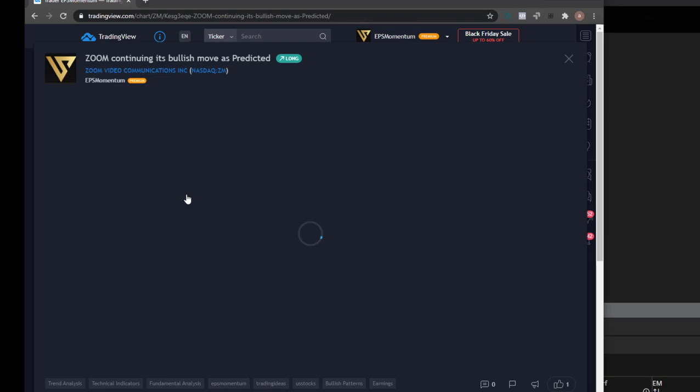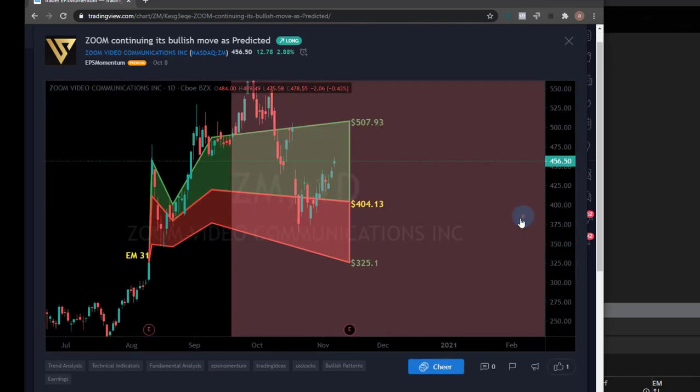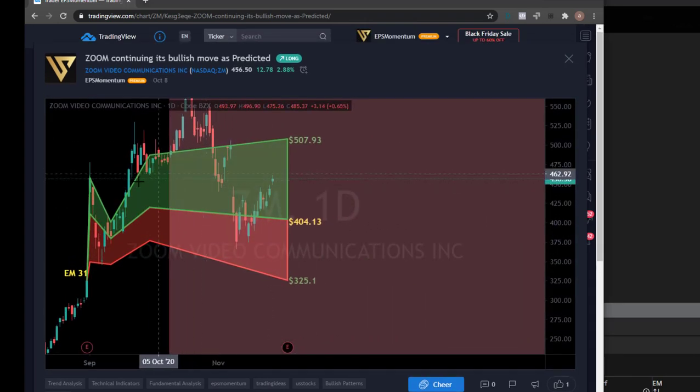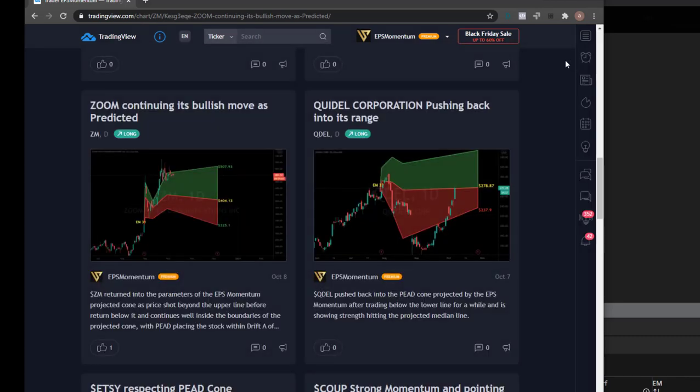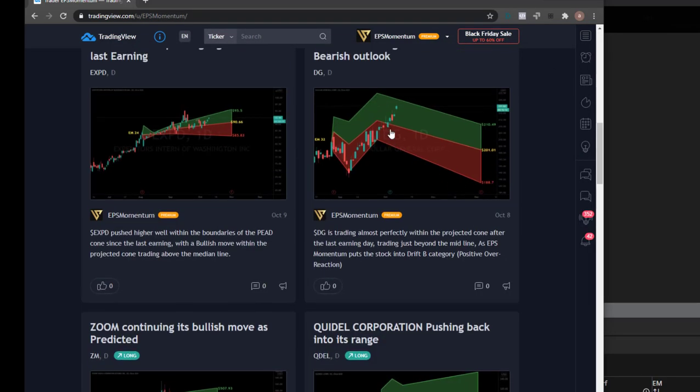Let's look at Zoom. Look at that. It went out of the max. Well, first it touched the max, went back to the mean, and then went outside of the cone, really outside for quite a while, right? And then returned to the cone, returned to the mean, and now we'll finish the quarter inside the cone. Pretty amazing.